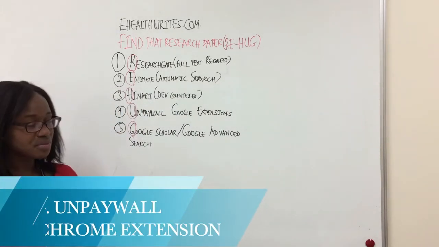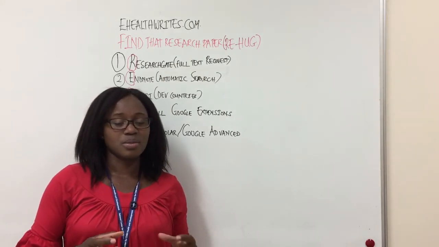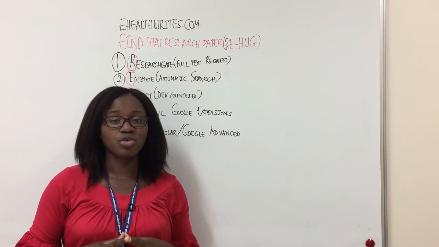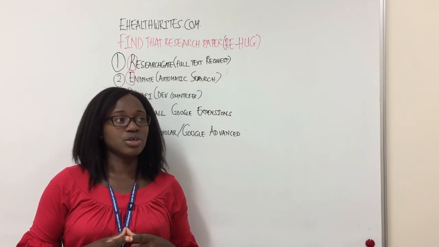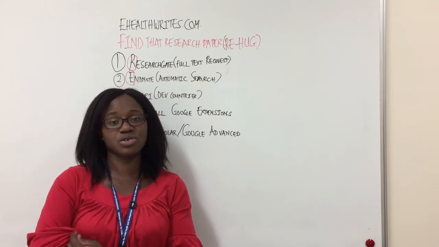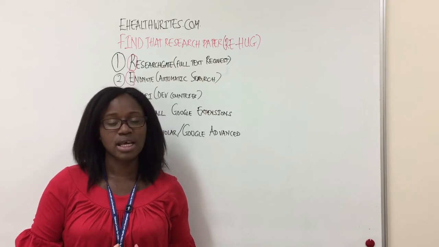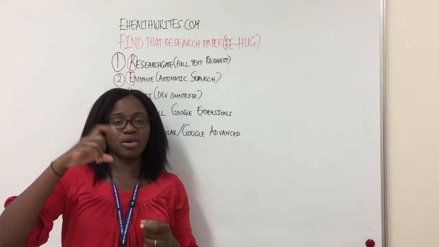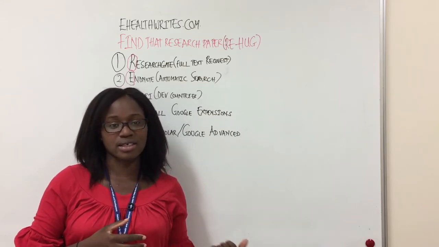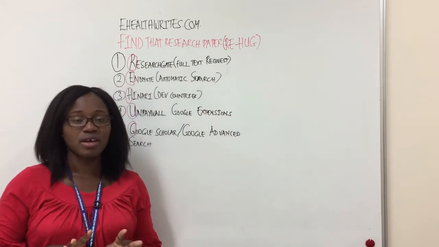OnPaywall, now this is a Google Chrome extension that gives you legal access to papers. You download it from the Chrome extensions, and it just stays there like an icon, and you search for papers. If you come across a paper that's accessible for free, full open access, it comes up like a padlock that's open and blinks green. That shows that you have legal access to the paper. If it doesn't come on, it just stays blank. It means you don't have access to the paper.